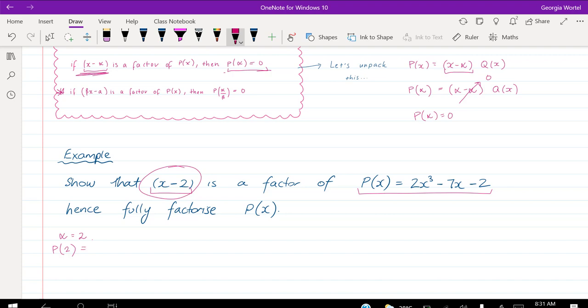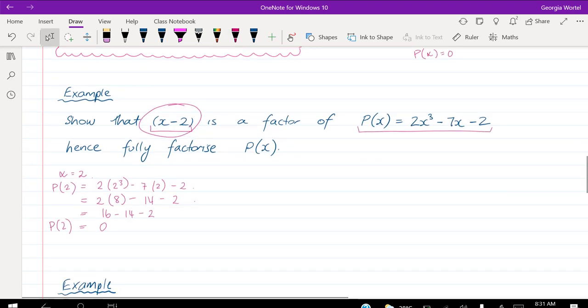So subbing in 2, we have 2 times 2 cubed minus 7 times 2 minus 2, 2 times 8, 16 minus 14 minus 2, and look at that, we have P of alpha, or P of 2, is equal to 0. Therefore, x minus 2 is a factor due to the factor theorem. And that would be the working out there.